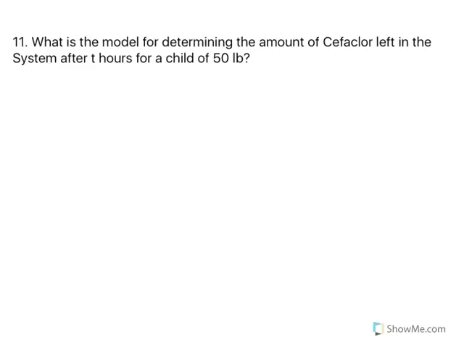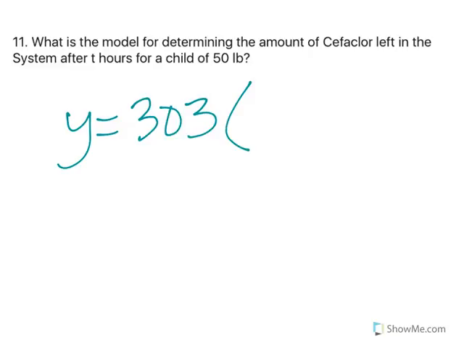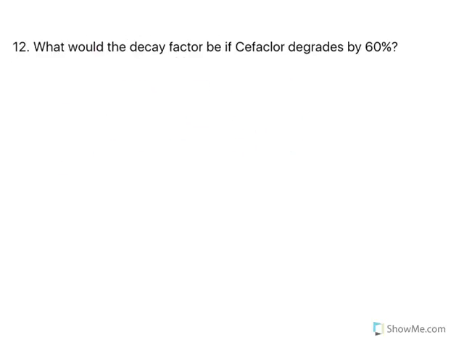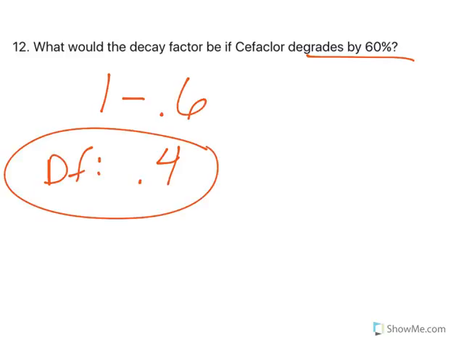Now, what's the model for determining the amount of cefaclor left in the system after T hours for this child? Well, you start with y equals initial amount, which is 303. We found our decay factor to be 0.5, and it says T hours, so that would be T. All right. Now, let's change things up. What if it degrades by 60%? So that means we would have 1 minus 0.6. My decay factor would be 0.4.